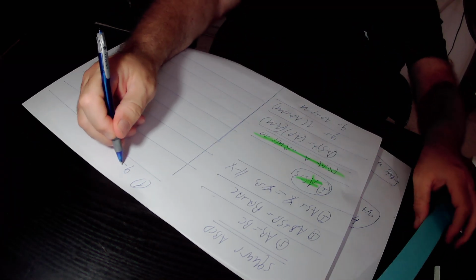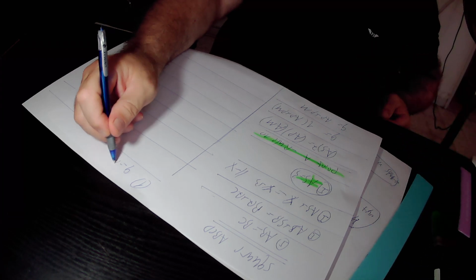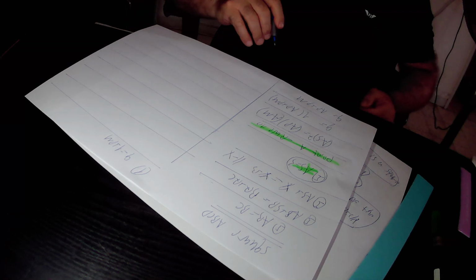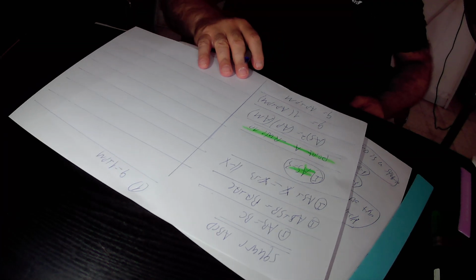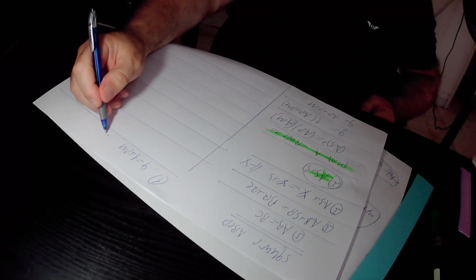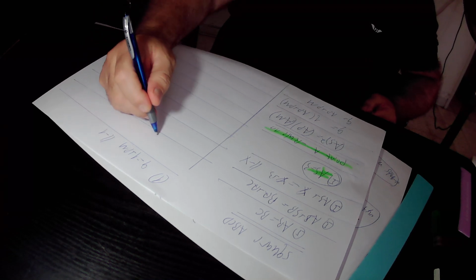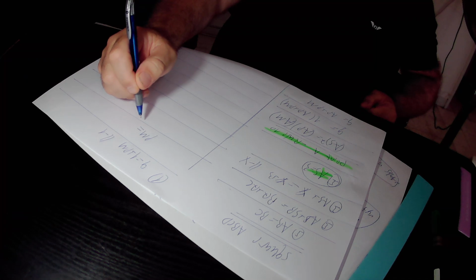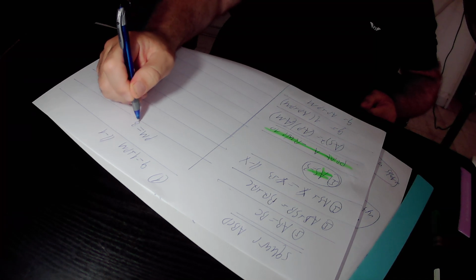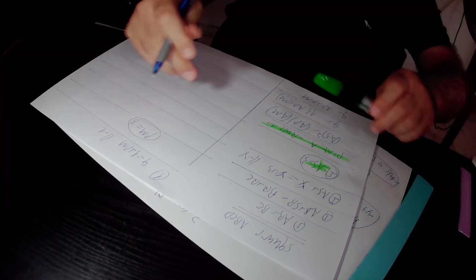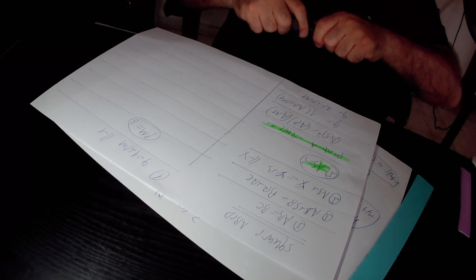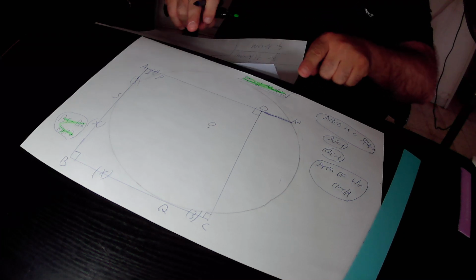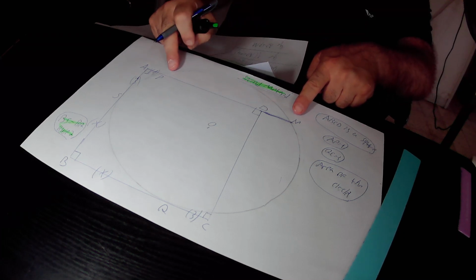So 9 equals AP, AP is 1, plus PM. 9 equals 1 plus PM. Here we subtract 1 from this equation, and finally get that the value of PM is 9 minus 1, which is 8. Again, the length of this chord PM is equal to 8 units.